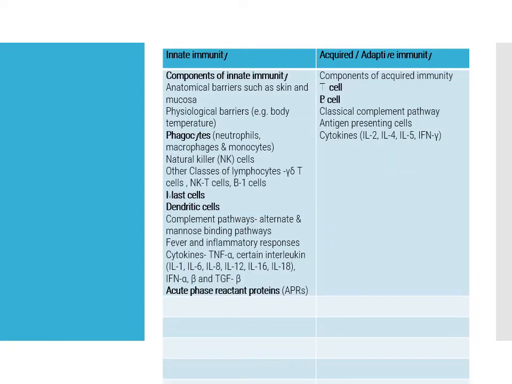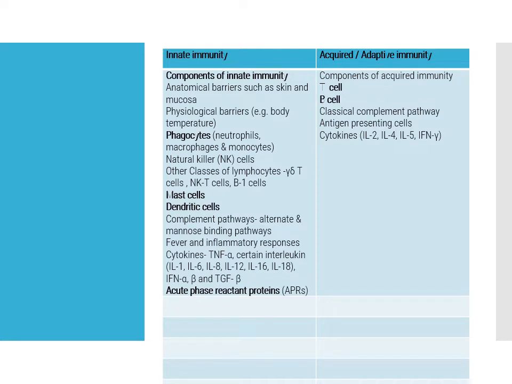Now, what are the differences between the components of innate immunity and adaptive immunity? In innate immunity, the main role is played by the anatomical barrier. Then there is the physiological barrier. Phagocytes are there, like neutrophils, macrophages, monocytes, and natural killer cells. Then mast cells are part of innate immunity, as are dendritic cells and acute phase reactant proteins.